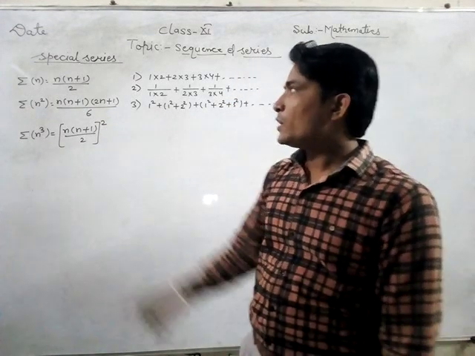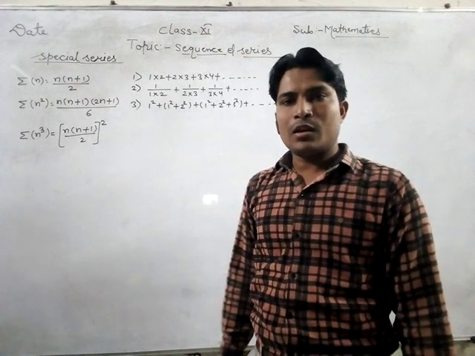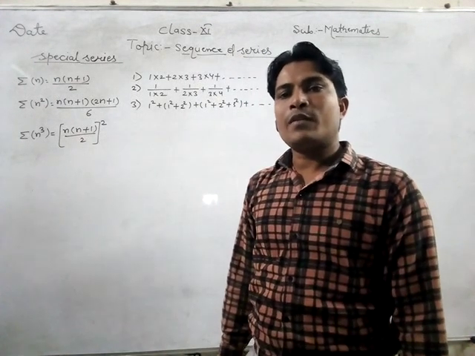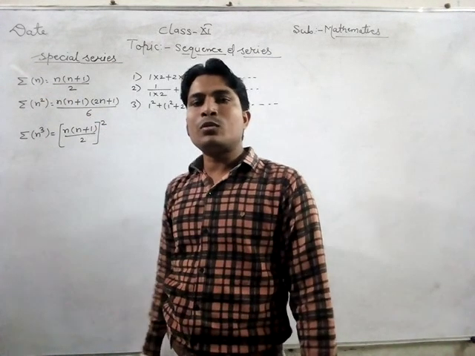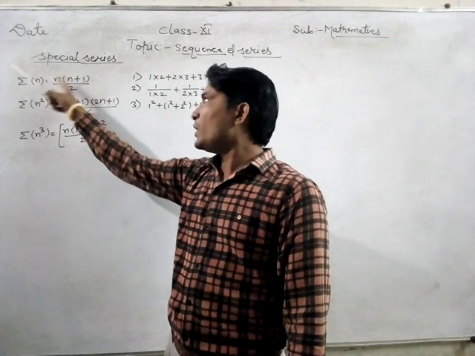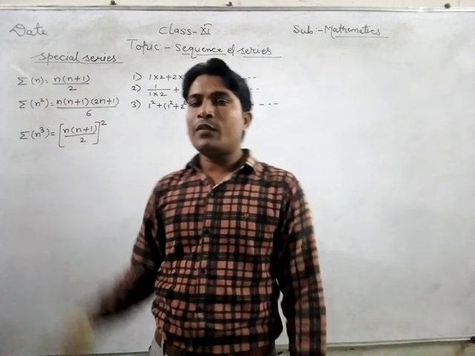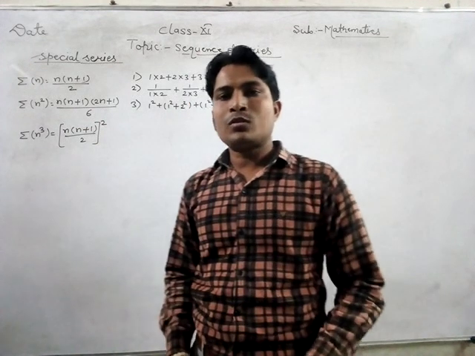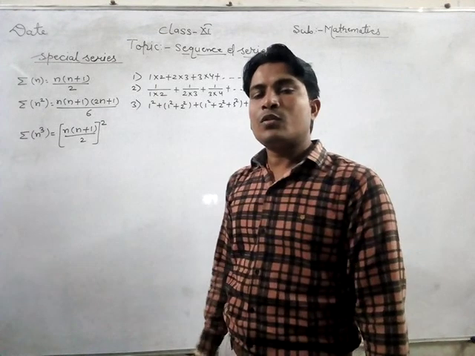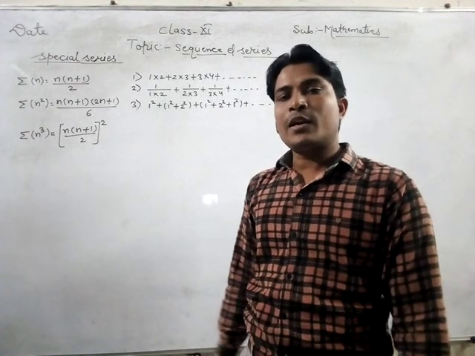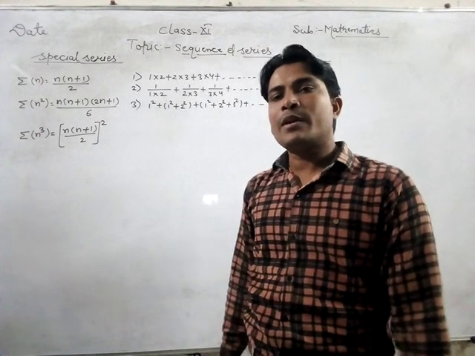The formulas are: summation of n, meaning the sum of n natural numbers, that is 1 plus 2 plus 3 up to n. The formula is n into n plus 1 divided by 2. Similarly, summation of n square means 1 square plus 2 square plus 3 square up to n square. So the sum of the squares of the n natural numbers is n into n plus 1 into 2n plus 1 divided by 6.